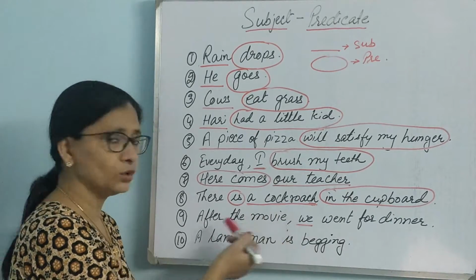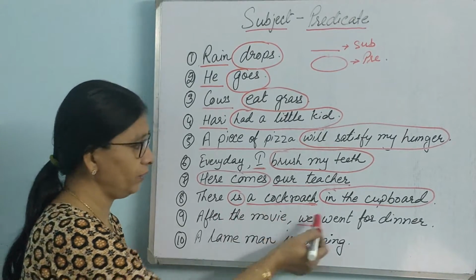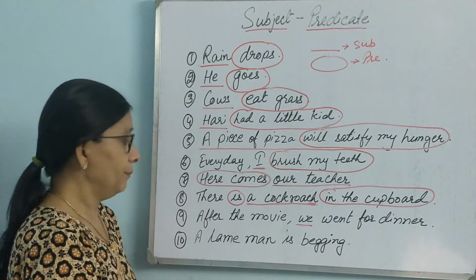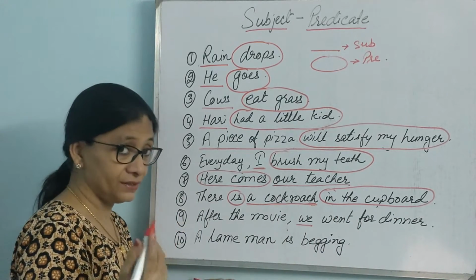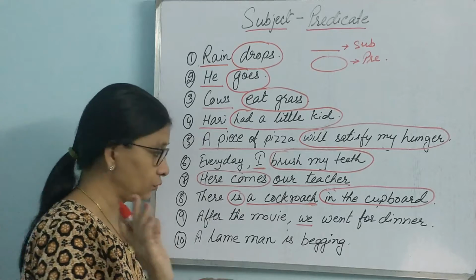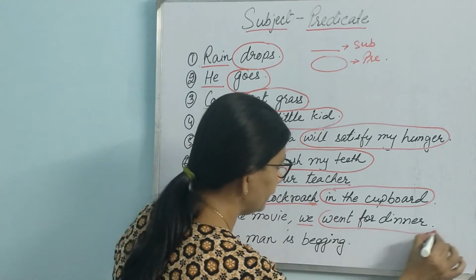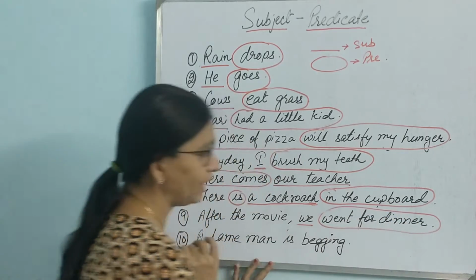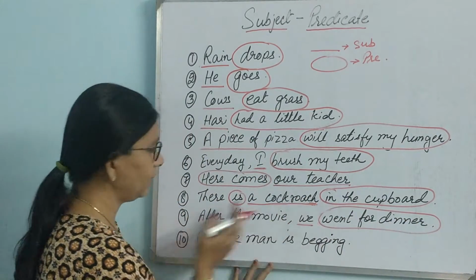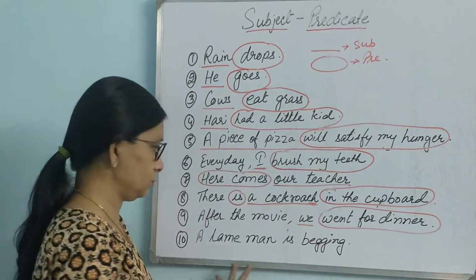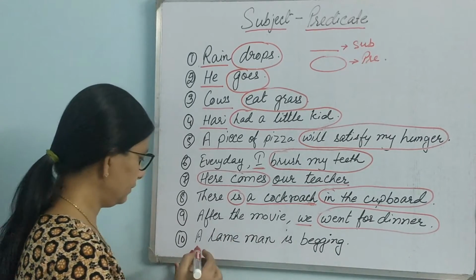But this is also a way of writing the sentence. After the movie, we went for the dinner. No problem. But we have to understand where the subject is. And I will tell you a trick, so don't worry. We is the subject, went for dinner, either. You can write just this much. Went for dinner after the movie. You can include that also. So that's what it is.